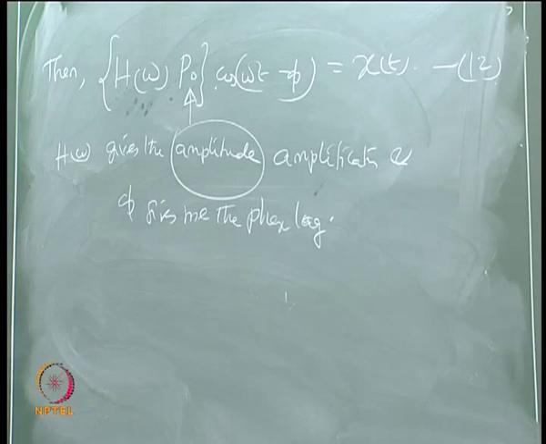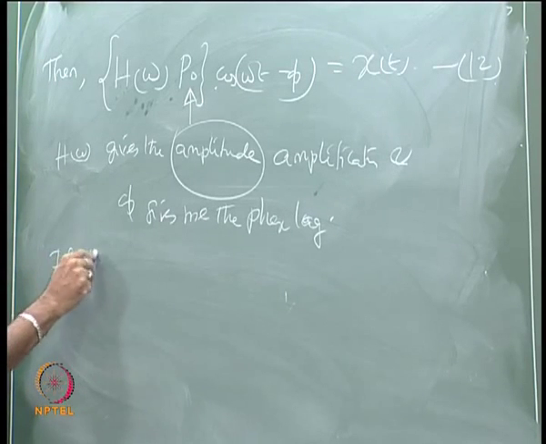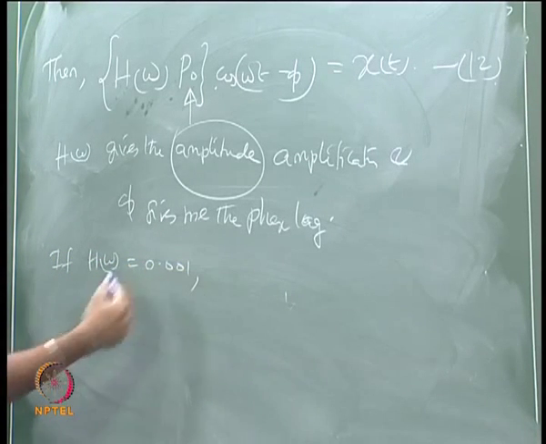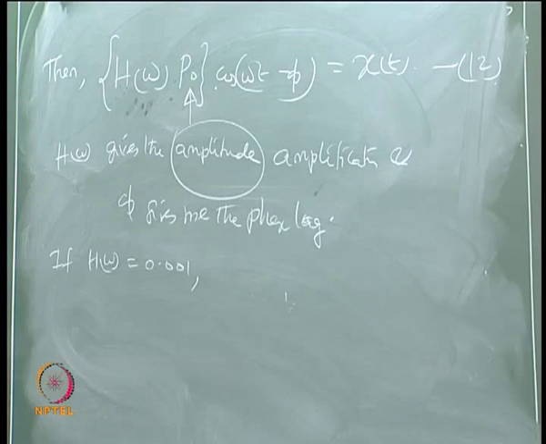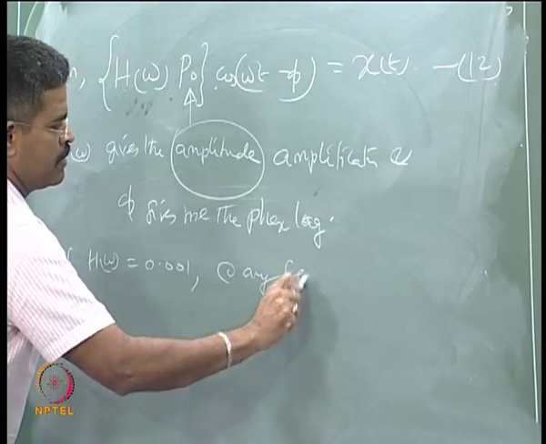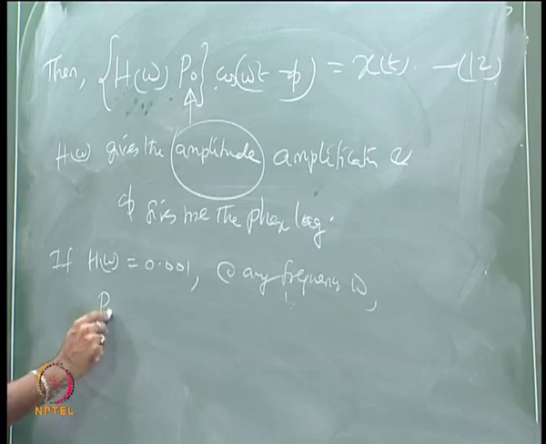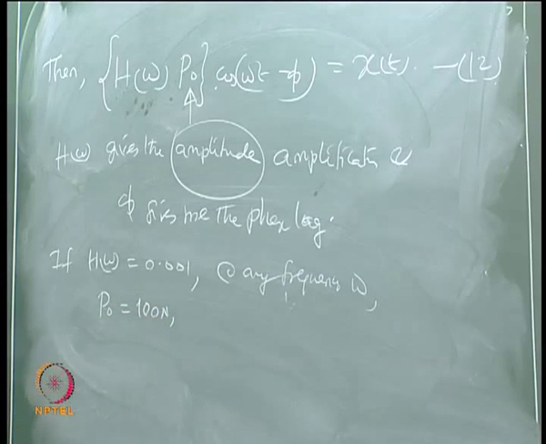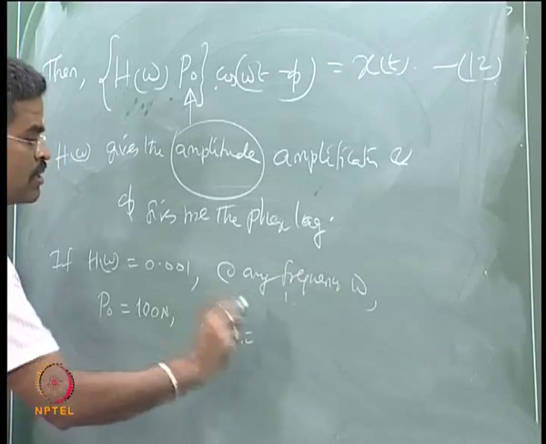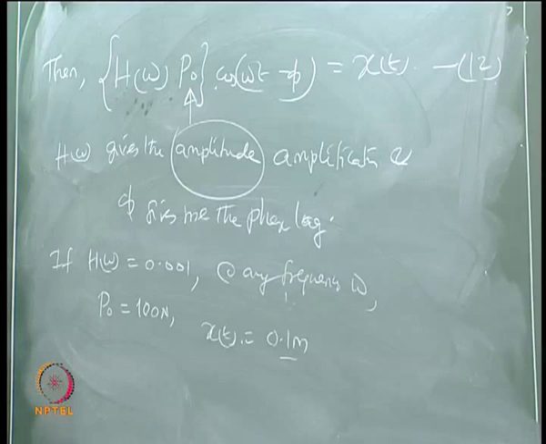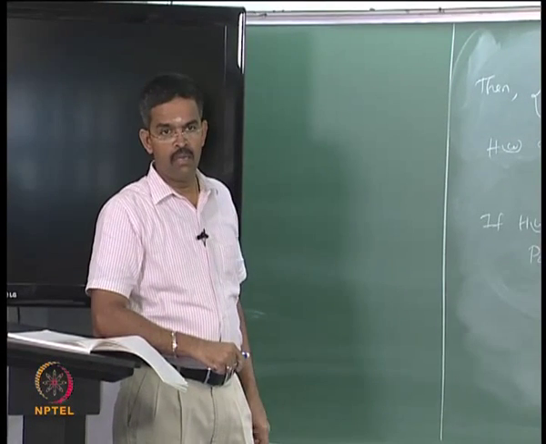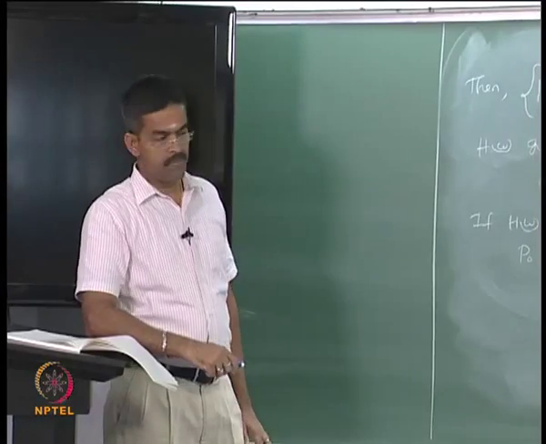Okay. Now for H omega as 0.001, the amplification is so small, 0.1%, okay, 0.001 at a specific frequency, at any frequency omega, and P naught let us say is about 100 Newton. I can straight away say my response at that specific frequency or time is about 0.1 meter. At this frequency, isn't it?